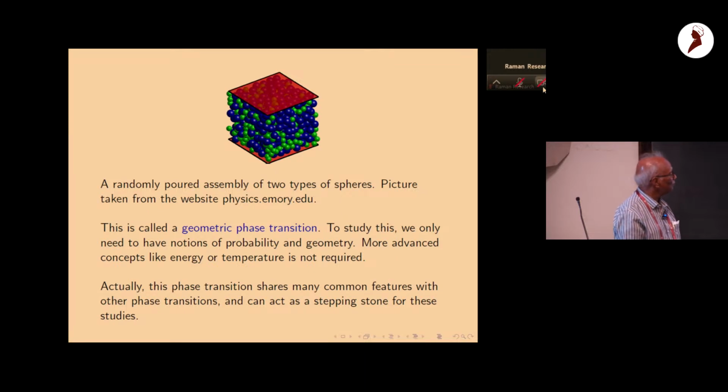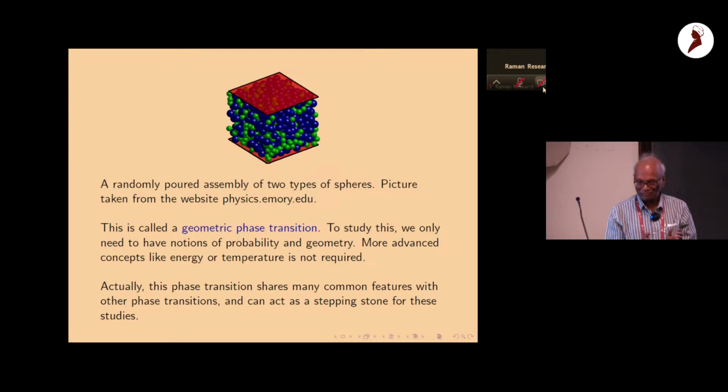And I don't need to know things like temperature and energy and stuff like that, very sophisticated concepts. We will not use them. So we are only going to deal with simple notions of probability and geometry. I cannot get rid of the notion of probability, because this packing which I have made, I just put in spheres and it is a random packing, and next time I do it I will not get exactly the same structure. So we will have a notion of likely configurations, less likely configurations, expectation values.